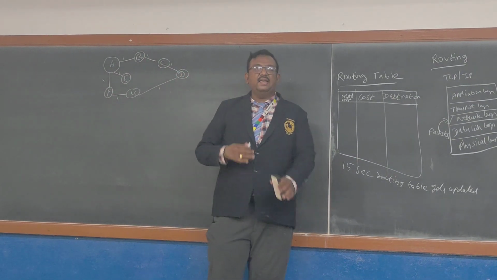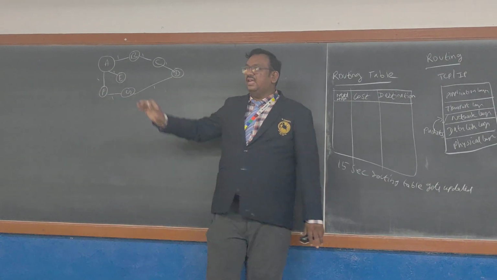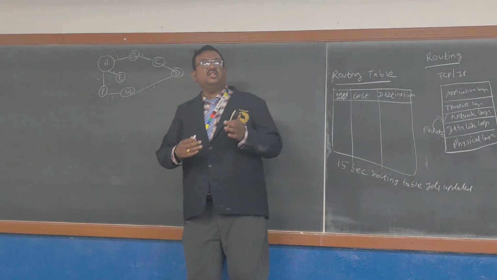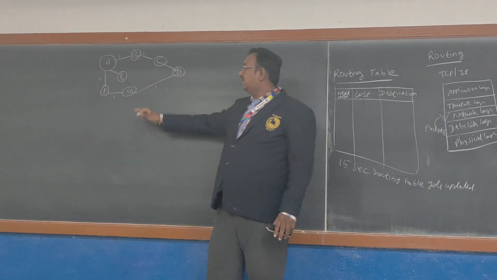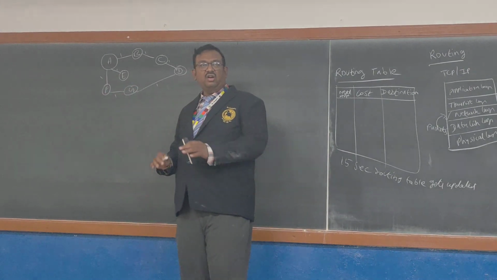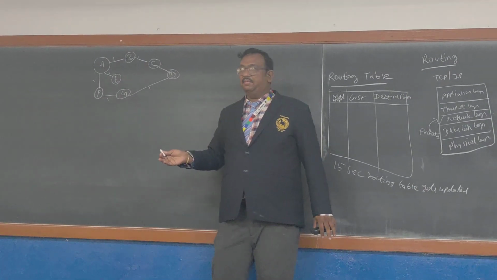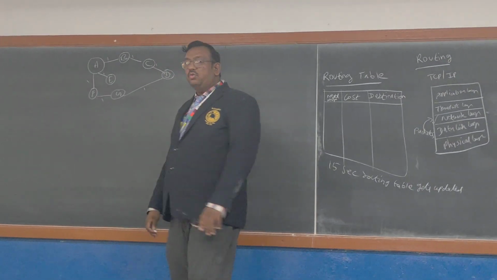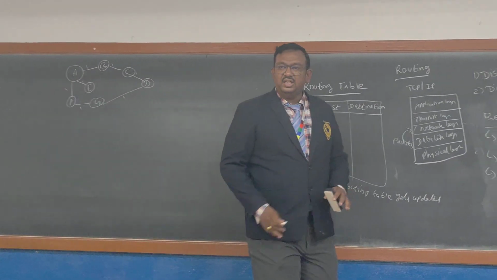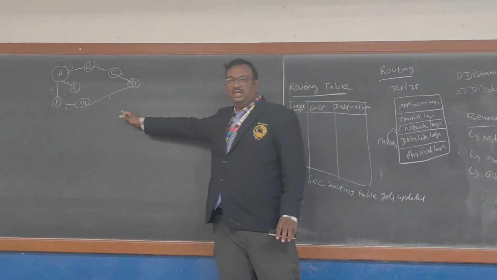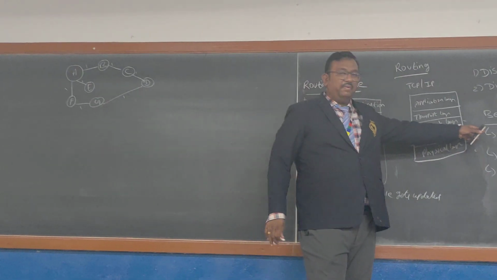Okay, so in any network, in any graph, for a particular link, if the cost is not specified, by default we are going to take the cost as 1. If the cost is specified, we are going to use that cost for solving the problem. Now we are going to see how to find the shortest path in this network by using the Bellman-Ford algorithm.